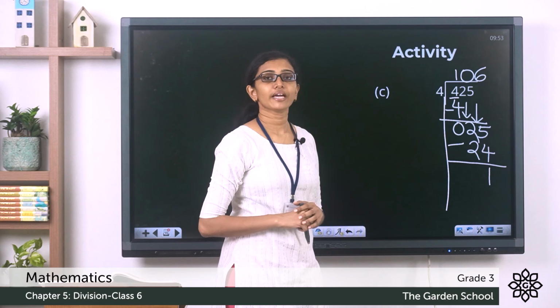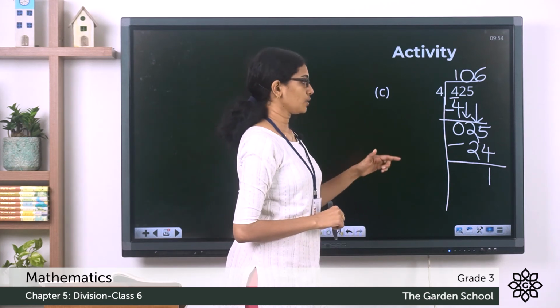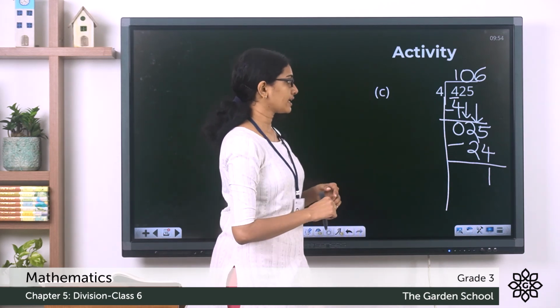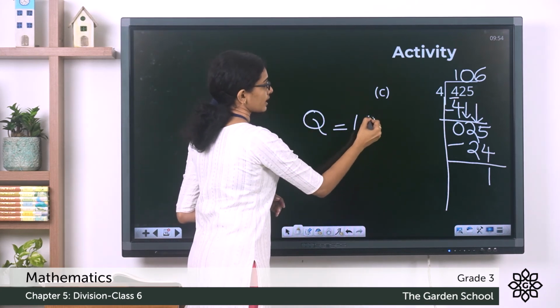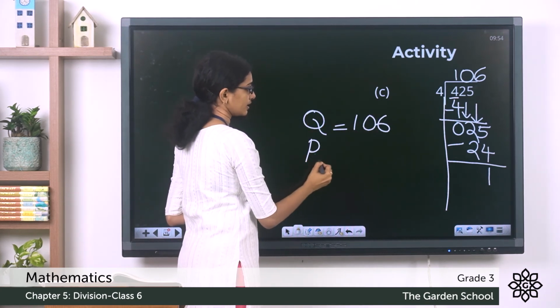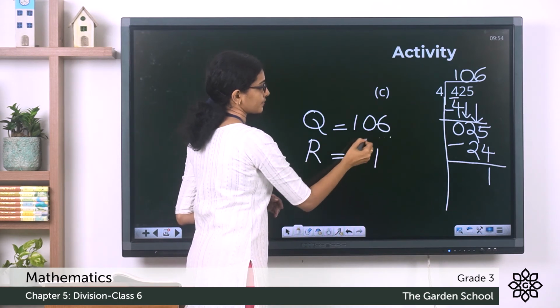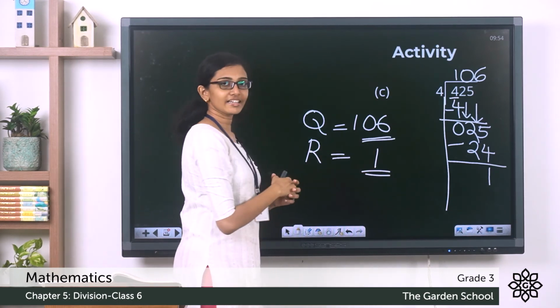Now, do we have any more digits to bring down? No, right? So let's stop the division right there and we get the quotient Q is equal to 106 and the remainder R is equal to 1. I hope you got the answers correct.